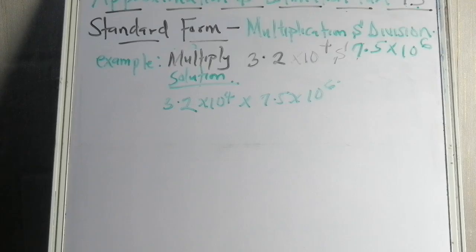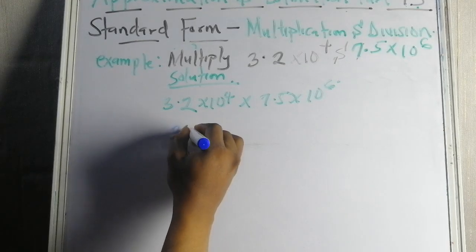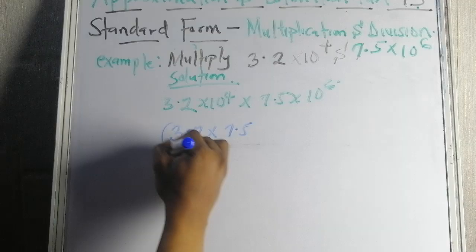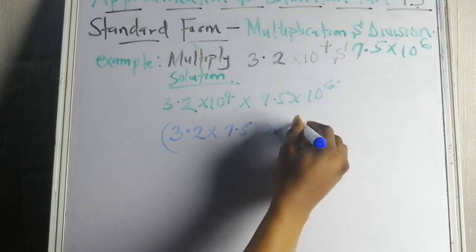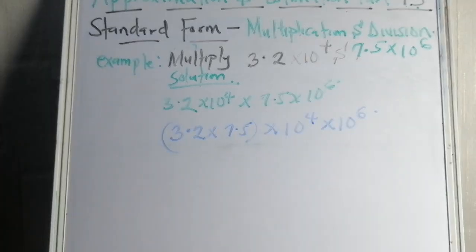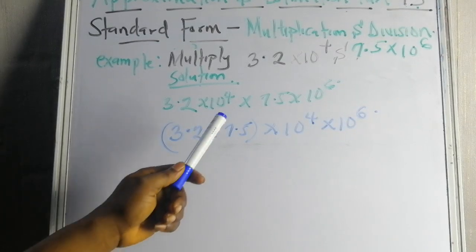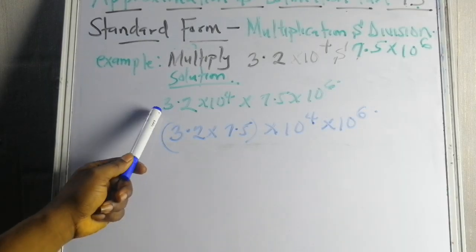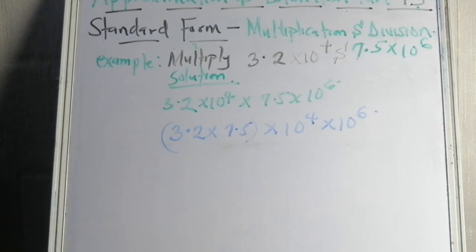It's very simple. So all you just need to do here is to have 3.2 times 7.5, times 10 raised to power 4 times 10 raised to power 6. You have your 10 raised to power 4 and 10 raised to power 6, and you're multiplying 3.2 times 7.5.